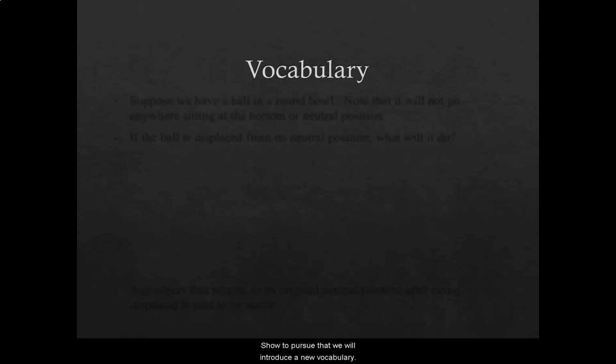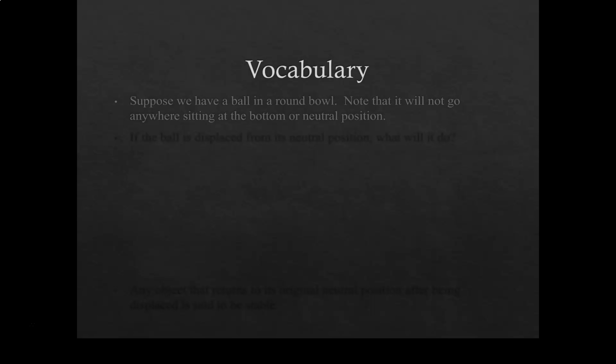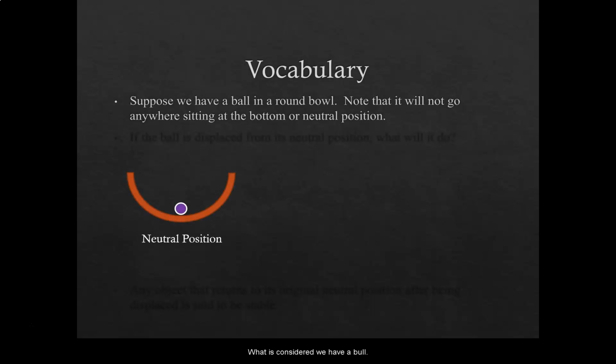So to pursue that, we will need to introduce a few new terms, some vocabulary. So to understand the concept of stability, let us consider we have a ball found in a round bowl. Note that if the ball is at the bottom of the bowl, what's known as the neutral position, it won't roll anywhere. It will just sit there.